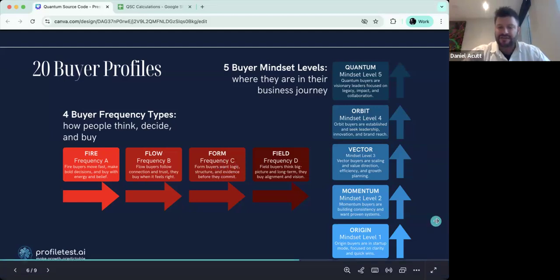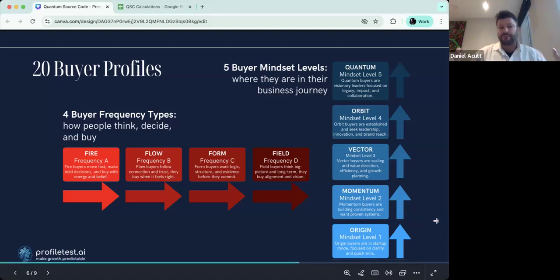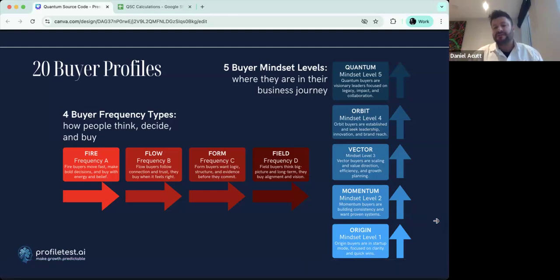So I hope that creates a lot of sense in terms of the 4 different buying frequencies and the 5 mindset levels. And the thought process behind this is that this forms a grid of 20. So when you get a result, you'll be able to understand what buyer persona someone is, their buyer profile, and you'll be able to approach the conversation from that specific level to them. Why? Because on the back end, we'll tell you everything you need to know about that individual and how to approach the conversation with them as well.